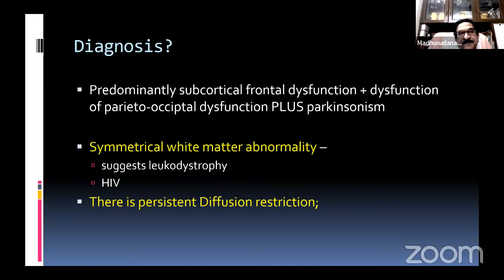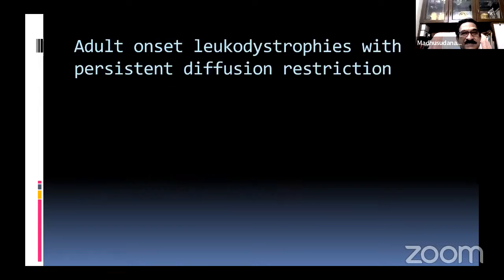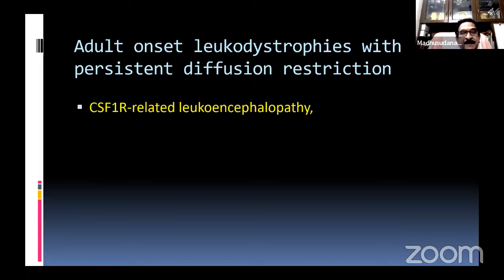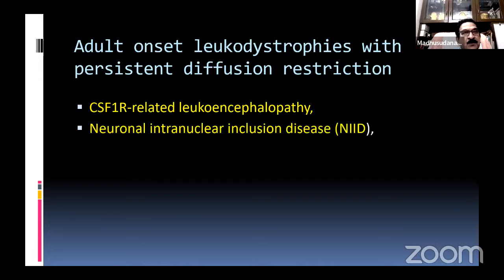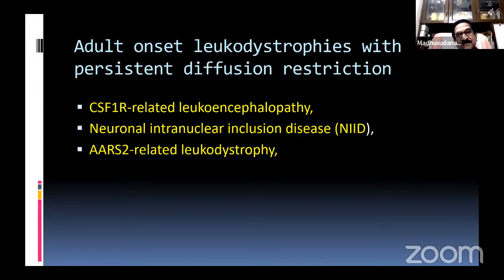Okay, now let us see. There are adult onset leukodystrophies with persistent diffusion restriction. There are many, 2-3 conditions. One is CSF1R related leukoencephalopathy, neuronal intranuclear inclusion body disease, AARS2 related leukodystrophy. So, see, these are things which we don't really come across. I have seen a case of neuronal intranuclear inclusion body disease. I have not seen the other things. Only by literature evidence.